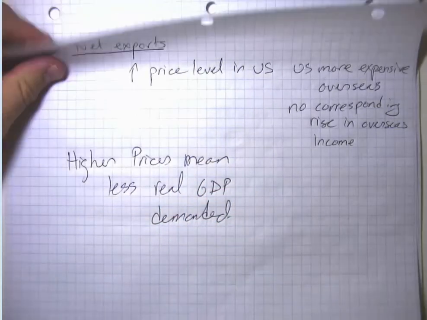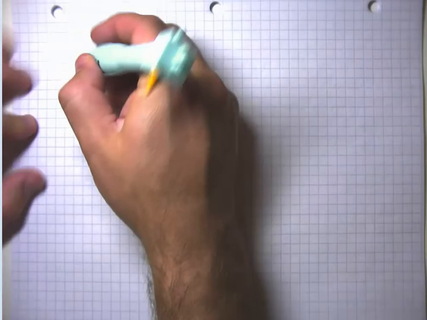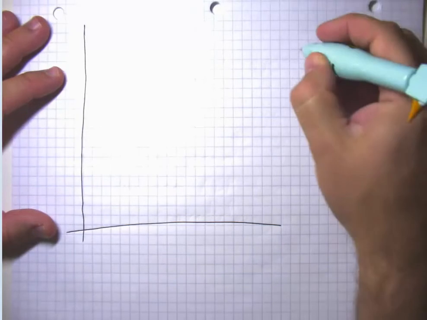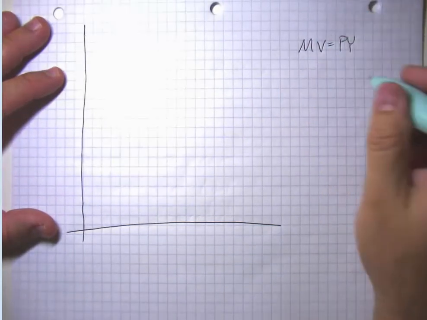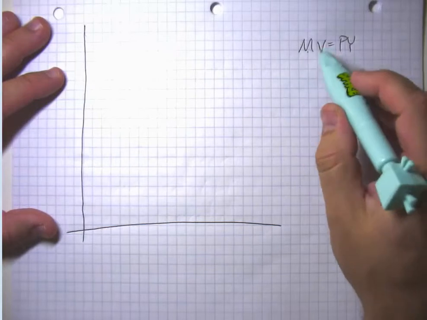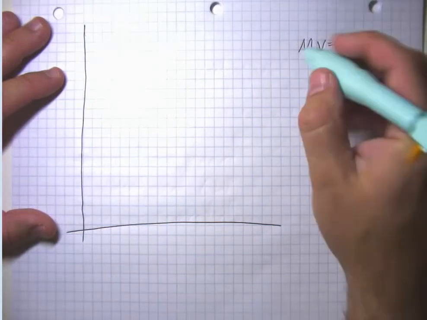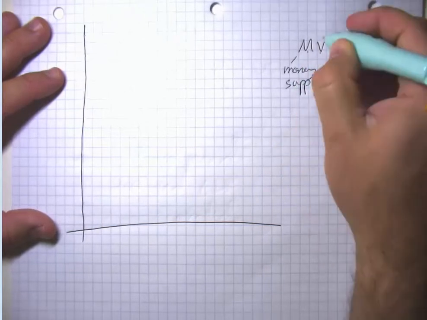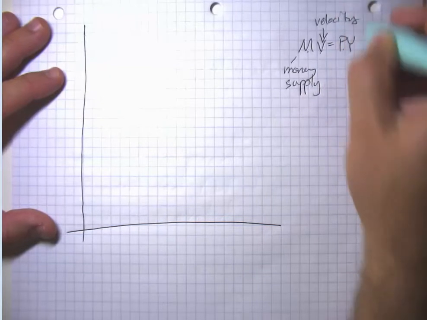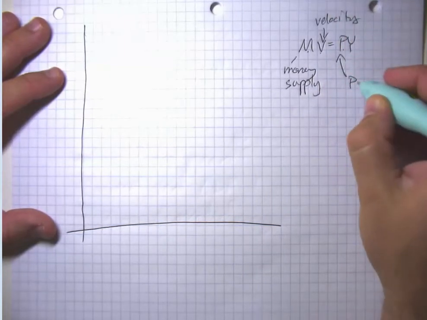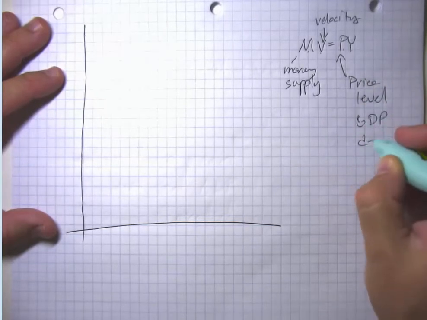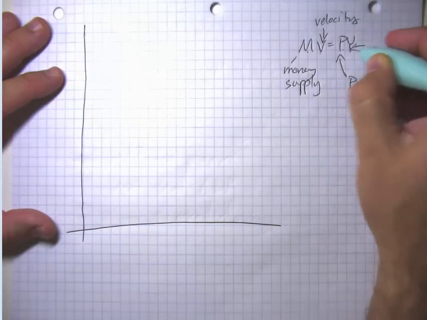Another way of looking at all this, and this allows us to kind of merge the Keynesian school and the neoclassical school, is if we think about our quantity equation of money, MV equals PY: the money supply times the velocity of money equals the price level times real GDP. So money supply, velocity, price level, something like the GDP deflator. And this is real GDP.